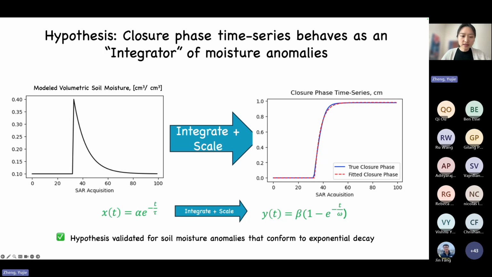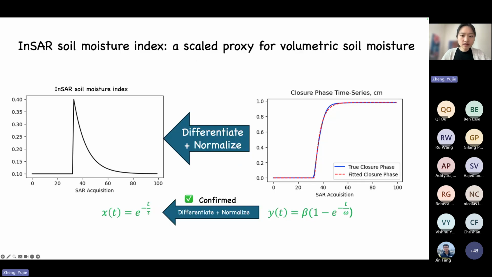So what this does is that it validates our hypothesis, but since we only tested for soil moisture anomalies that conform to exponential decay, we are only validating our hypothesis for this subsection of soil moisture anomaly. But exponential decay is actually the most commonly used model for soil moisture. So with this framework, we can easily reverse the process, and we can take a closure phase time series, differentiate it, and retrieve soil moisture variations.